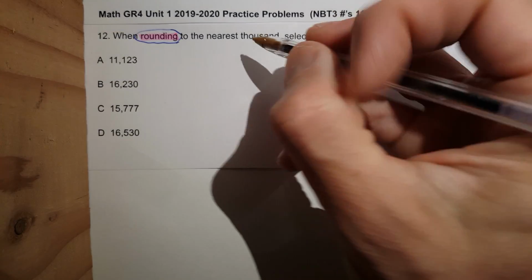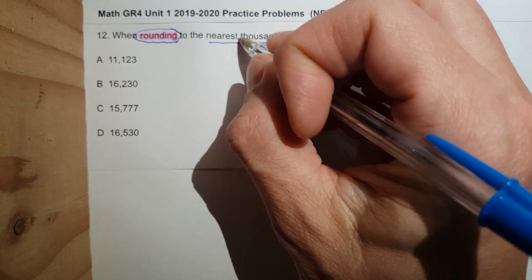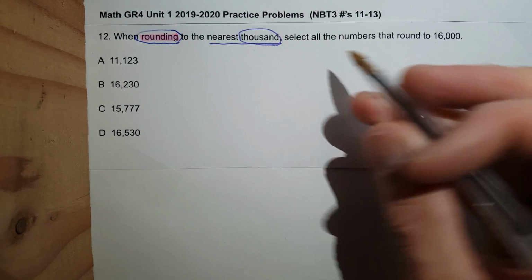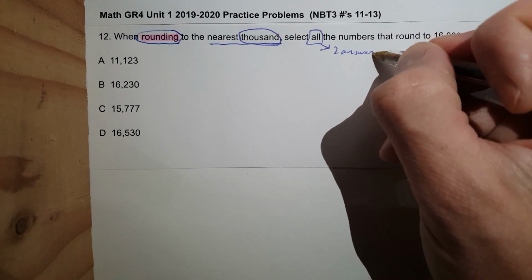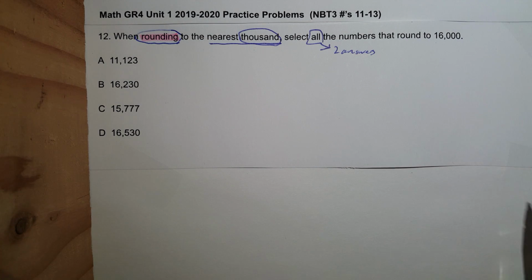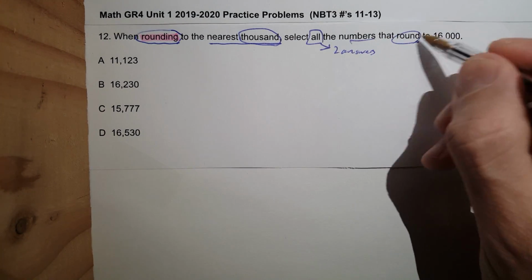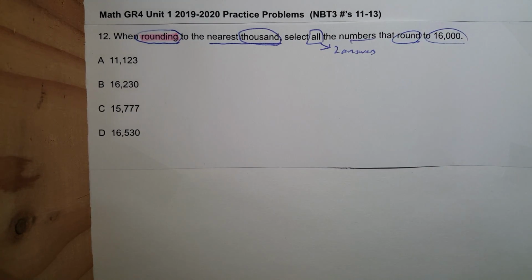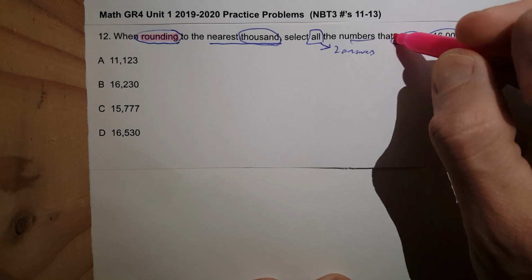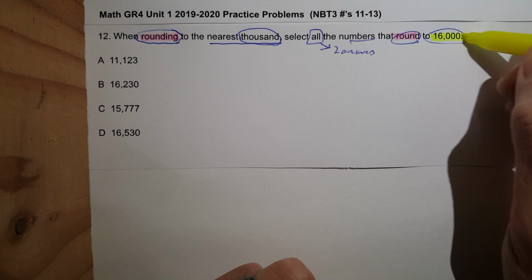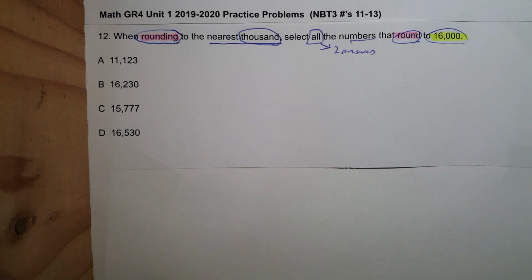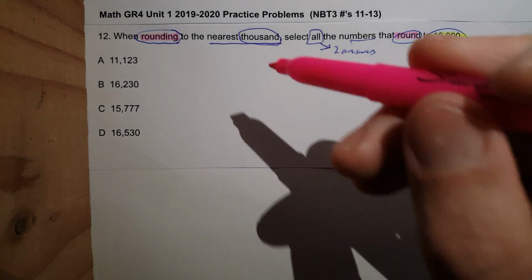When rounding to the nearest 1,000, select all, almost all the time that equals 2 answers. Okay, the numbers that round to 16,000. So we see the word round again. We are looking at rounding to 16,000. And then keyword, 1,000.